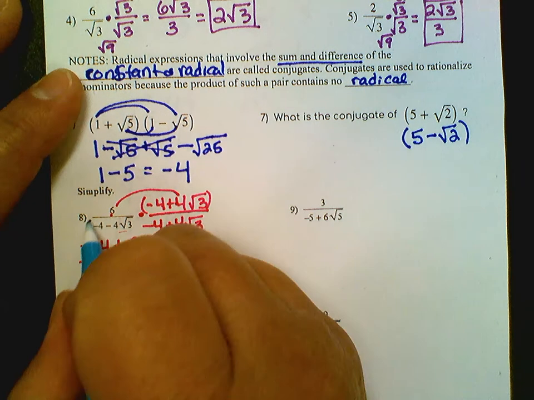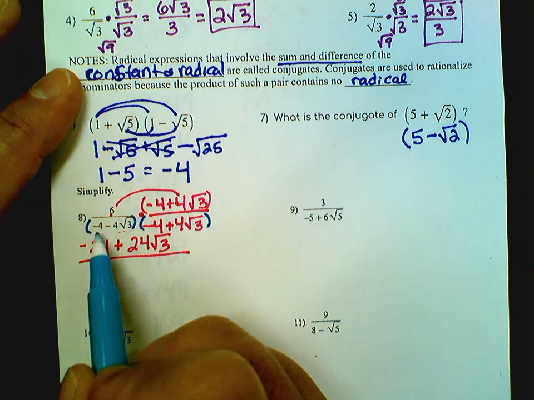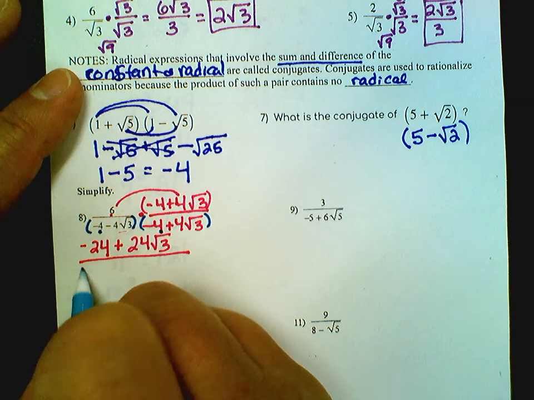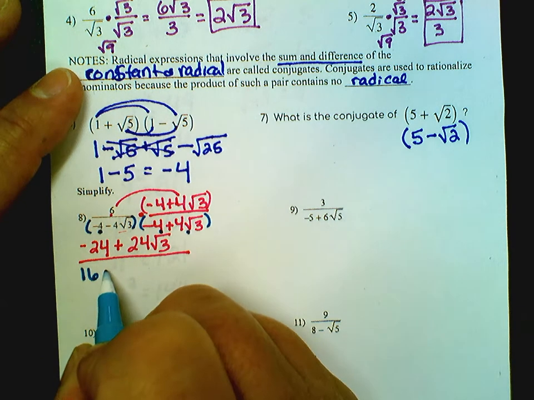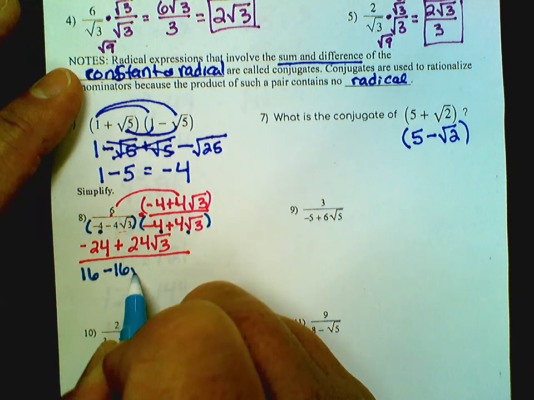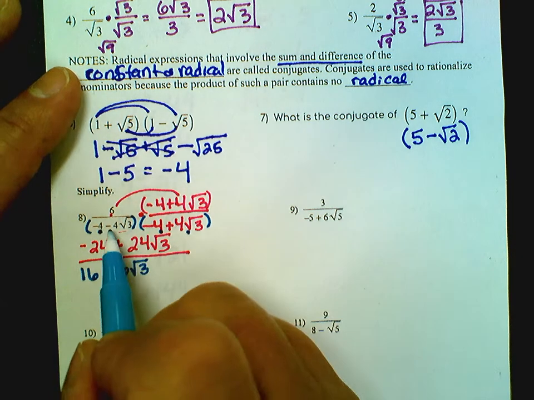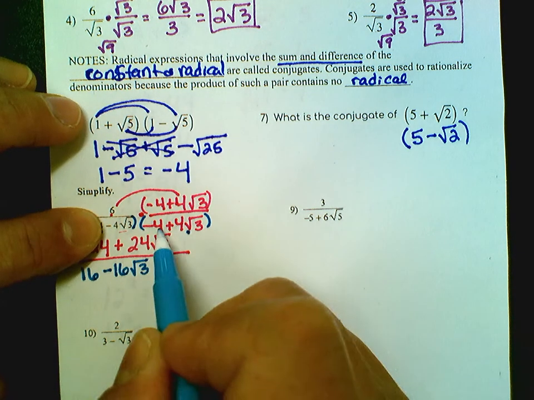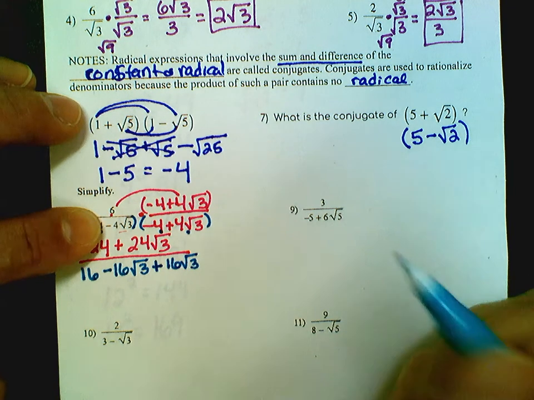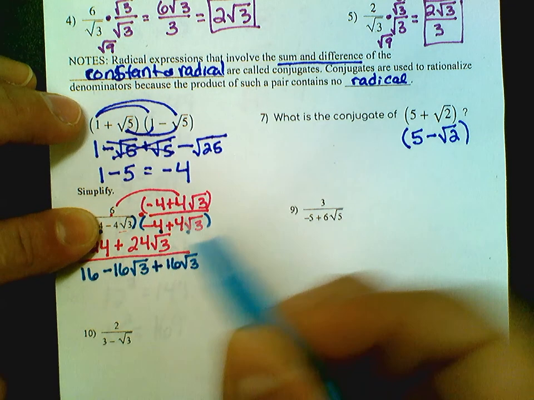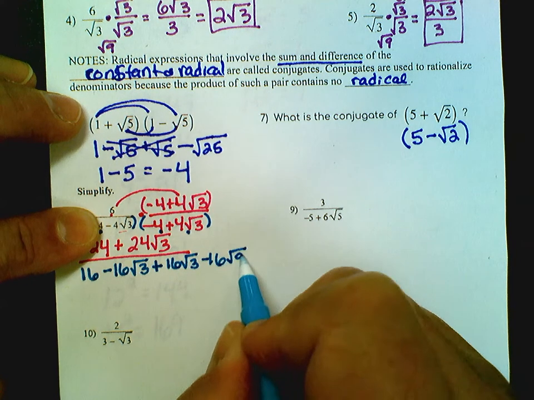All right, down here, I have to multiply these two binomials. So I distribute twice. Remember, negative 4 times negative 4 is 16. Negative 4 times 4 times the square root of 3 is negative 16 radical 3. Then I do the same thing over here. Negative 4 times the square root of 3 times the negative is positive 16 times the square root of 3. And then negative 4 times positive 4 is negative 16. The square root of 3 times the square root of 3 is the square root of 9.